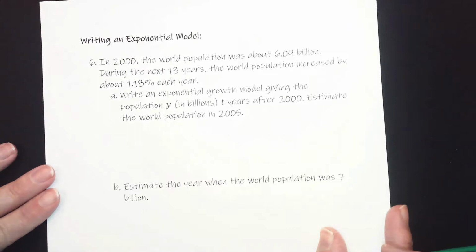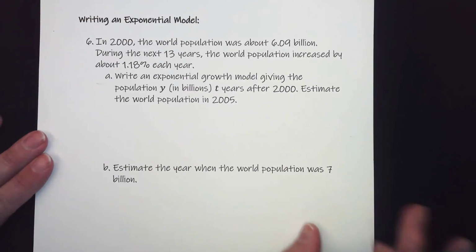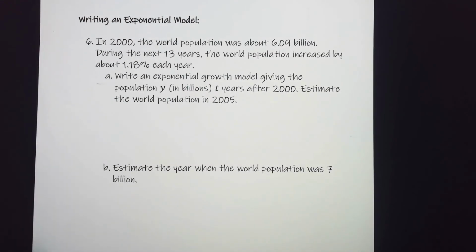We want to write an exponential model here. In 2000, the world population was about 6.09 billion. During the next 13 years, the world population increased by about 1.18% each year. So we want to write an exponential growth model given the population y in billions and t years after 2000, and estimate the population in 2005.